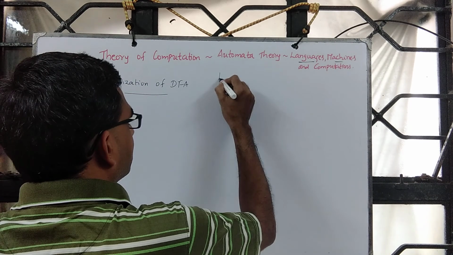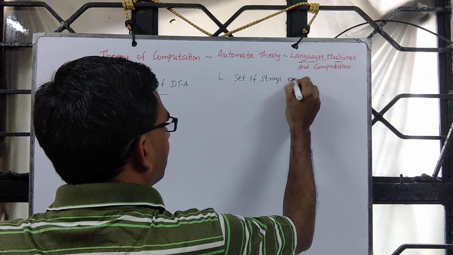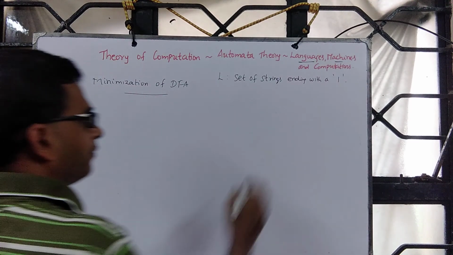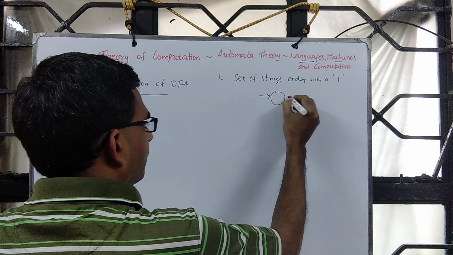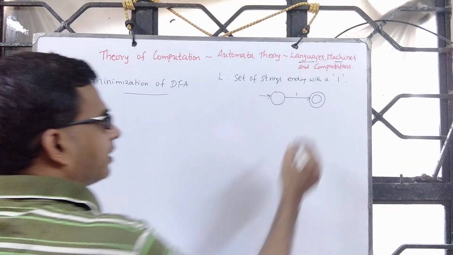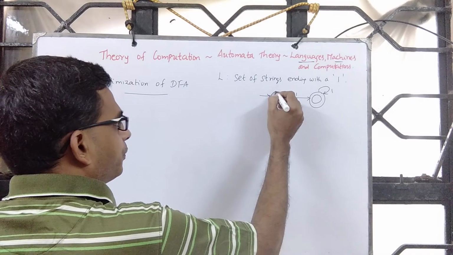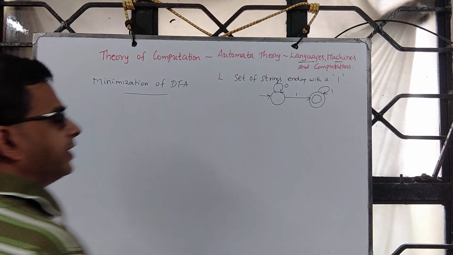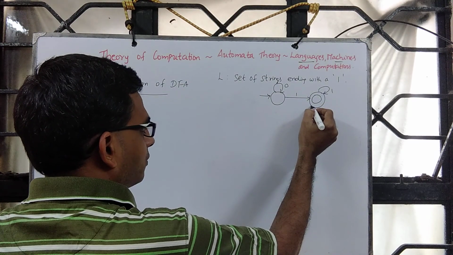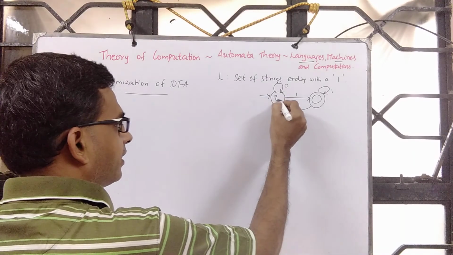Consider the language, the set of strings over 0, 1 ending with a 1. We know that the base string is 1, and after reading a 1, you can read any number of 1s. You still respect this pattern. To begin with, you read any number of zeros. When you are at this state, when you read a 0, the pattern is lost, you will have to come back to this state and read a 1.